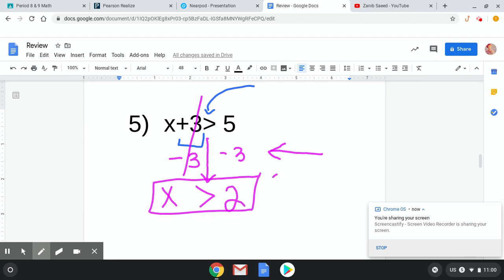Only thing now is that you need to do a quick number line. So you have a 2, a 3, a 1. Since it is just greater than, you're going to do open circle, and you're going to shade to your right.